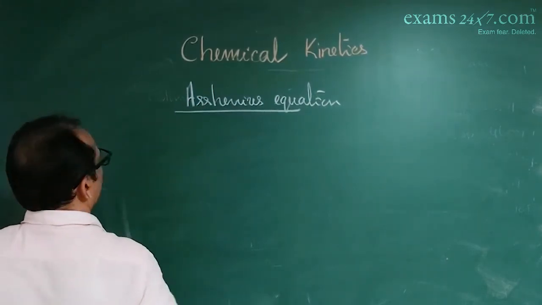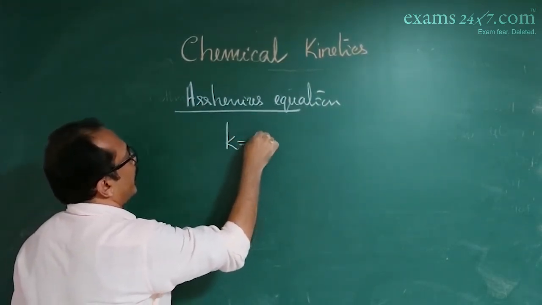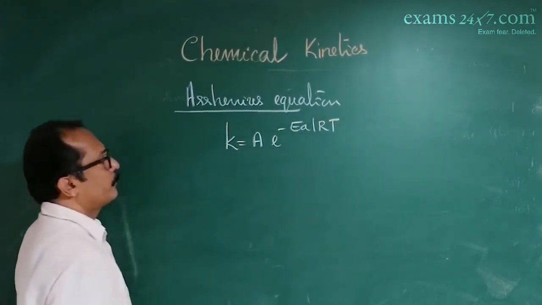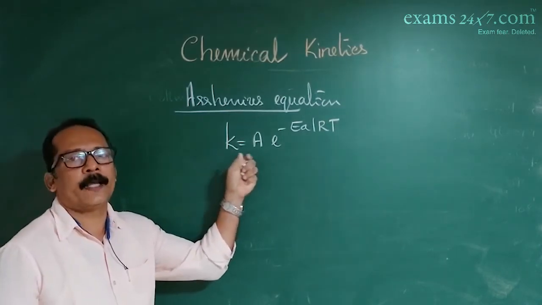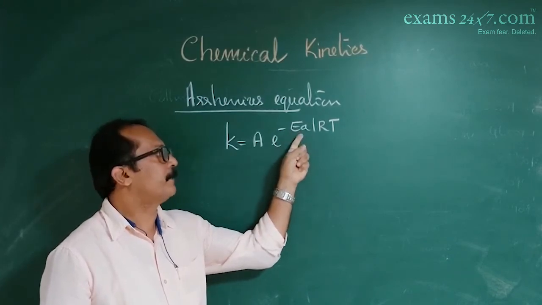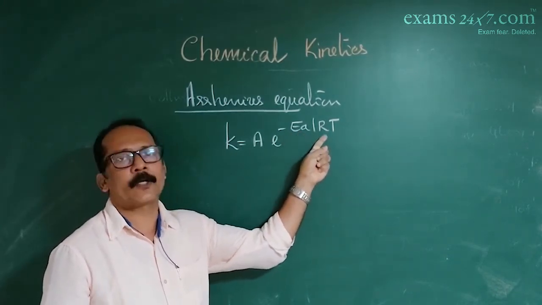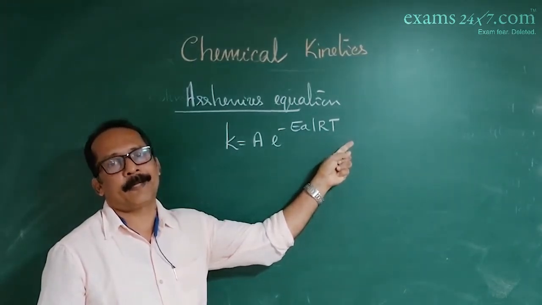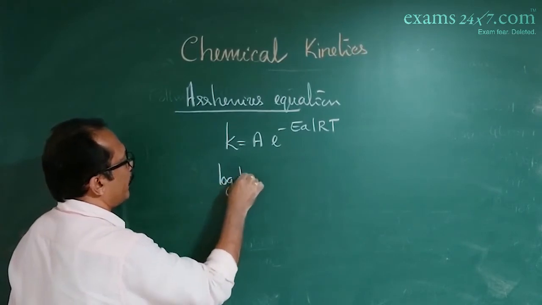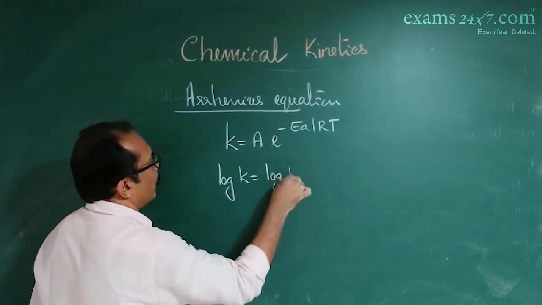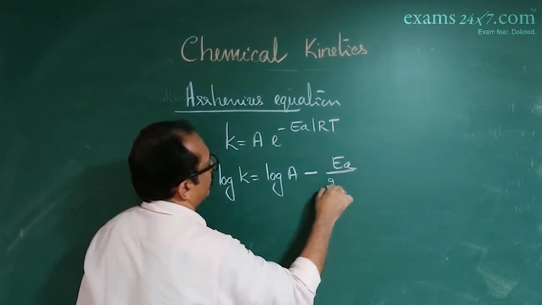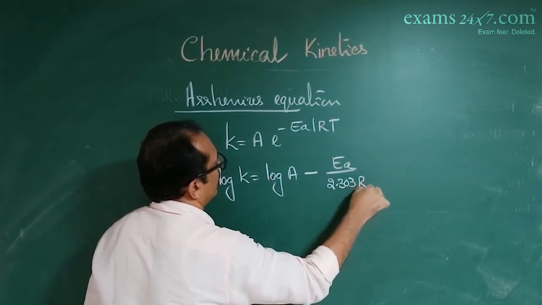K is equals to A into e to the power minus EA by RT. Here K is a rate constant, A is an Arrhenius constant or frequency factor, e is Napier's base, EA is energy of activation, R is a gas constant and T is temperature. You can write it in another form: log K is equals to log A minus EA by 2.303 RT.